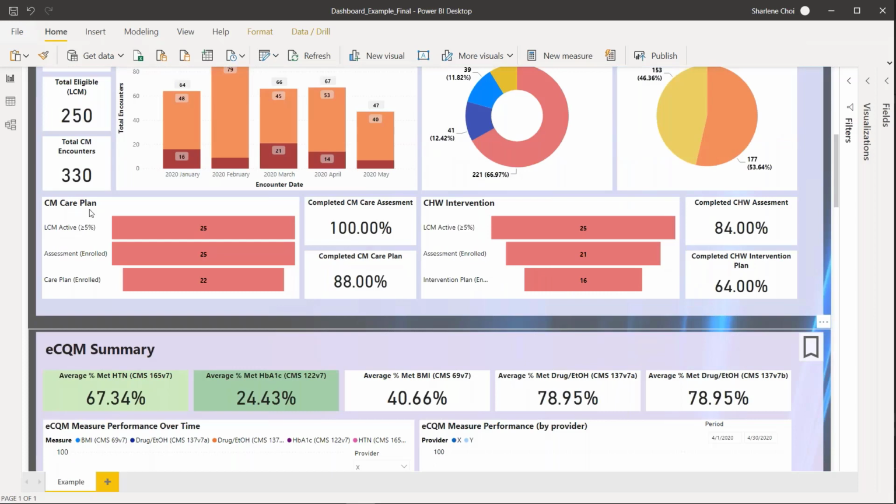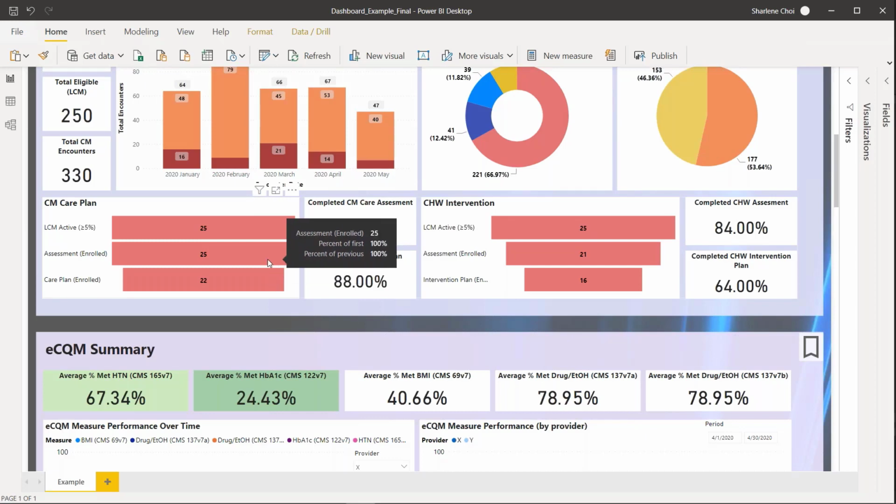Below these charts are the assessment and care plan funnel charts. It's important that both the practice and their CTO ensure at least 5% of your beneficiaries, especially those who are high risk, have a care plan in place. So if you have resources to go beyond the 5%, you're encouraged to do so.